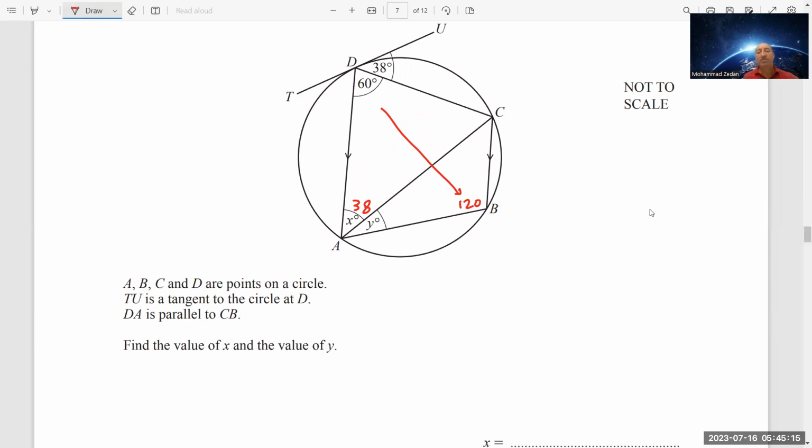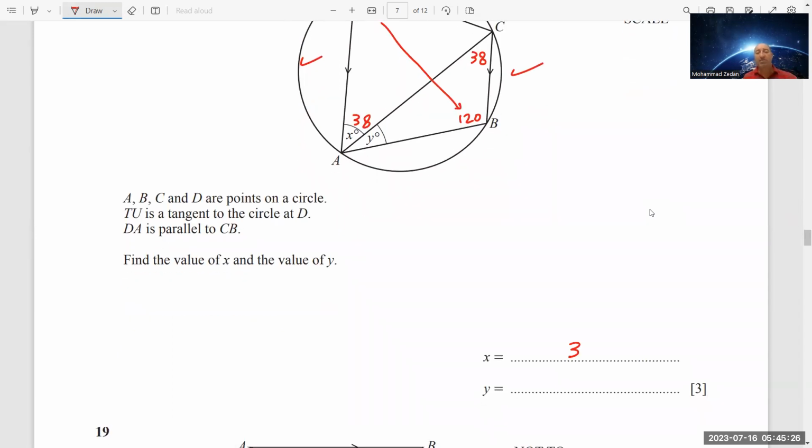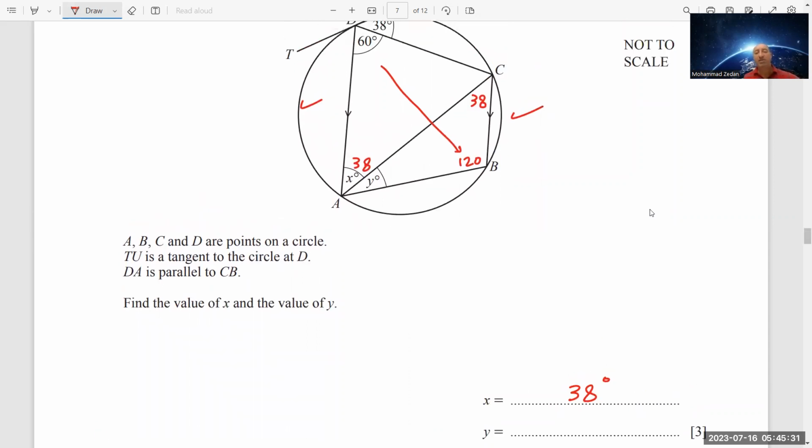These two sides are parallel. Look, CB is parallel to DC. So 38 equals 38 by alternate interior angles. So X, now I got 38 by the alternate angle theorem, 38 degrees. And Y, the third angle in triangle ABC, is 180 minus 120 minus 38, which is 60 minus 38, giving you 22. So Y is 22 degrees.